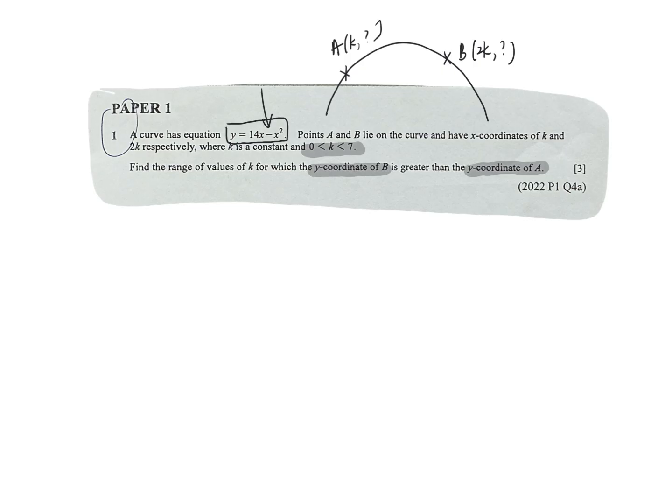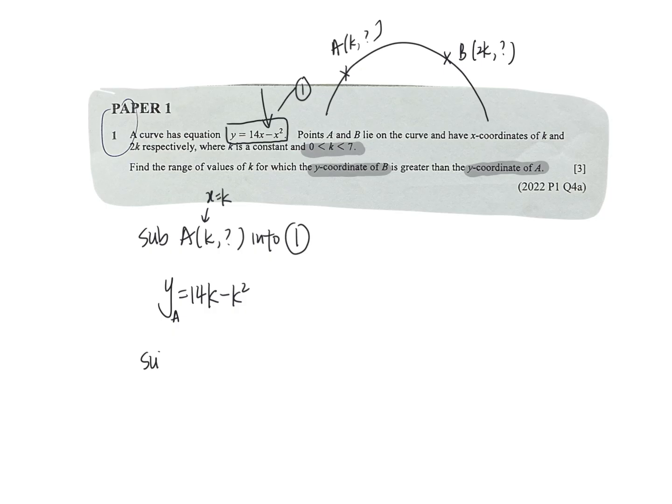So first thing first, I will sub my point A. I don't know what's the y, but I will sub this into my equation 1. Because this is my curve, it lies on the curve, right? So it must be a solution to it. So I'm going to sub my x to be k. So y is equal to 14k minus k squared. So that is my y coordinate of point A. Okay, I found it.